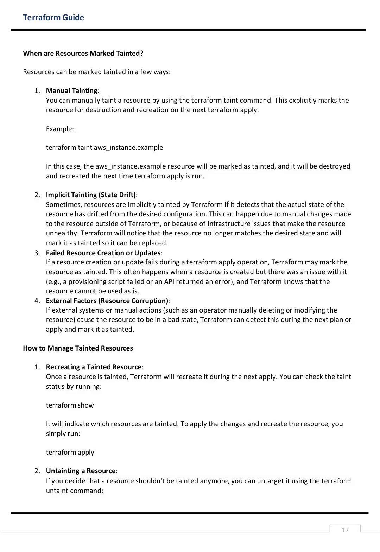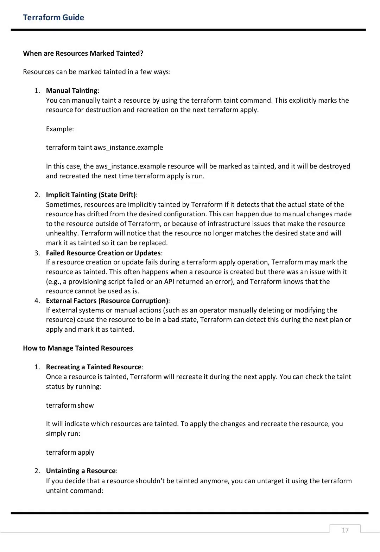Resources can be marked tainted in a few ways. 1. Manual tainting. You can manually taint a resource by using the terraform taint command. This explicitly marks the resource for destruction and recreation on the next terraform apply. Example: terraform taint aws_instance.example. In this case, the aws_instance.example resource will be marked as tainted, and it will be destroyed and recreated the next time terraform apply is run. 2.